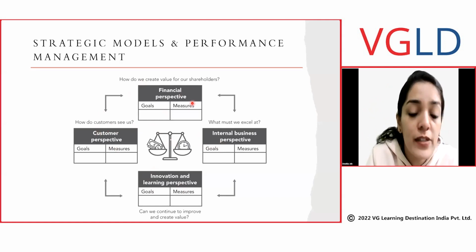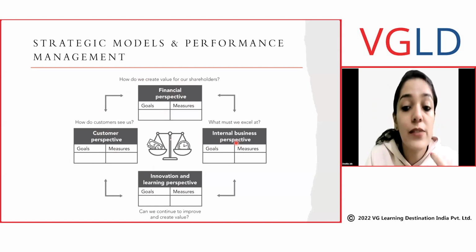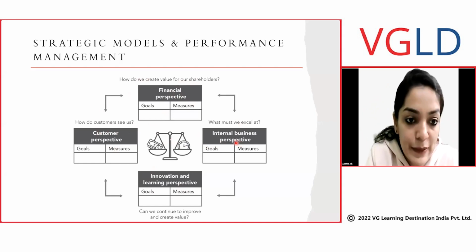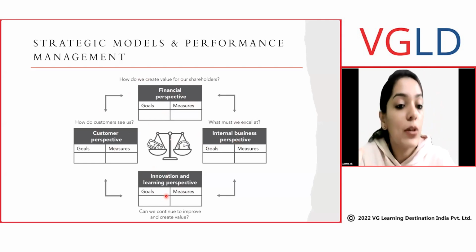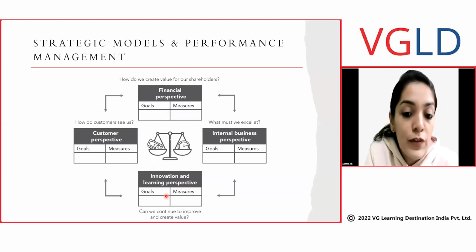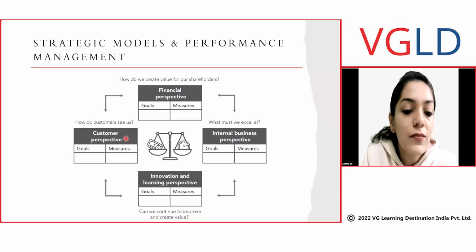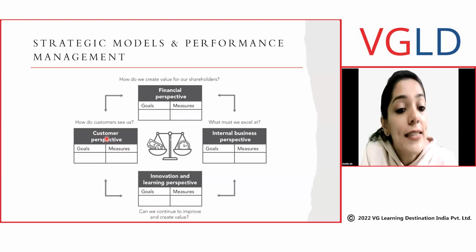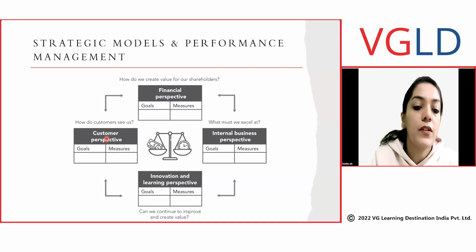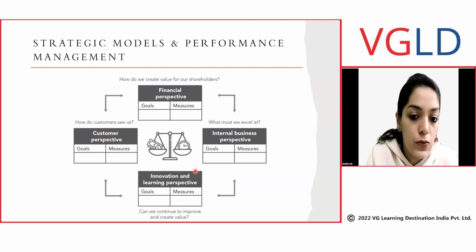Basically, financial perspective is how do we create value for our shareholders? Internal business is what must we excel at? Innovation is, like we were discussing, should the company keep on innovating? Yes. How much it is innovating gets measured here. Can we continue to improve and create value? And customer perspective is how loyal our customers are. How do customers see us? That is about the customer perspective. So there are 4 perspectives in a balanced scorecard approach.